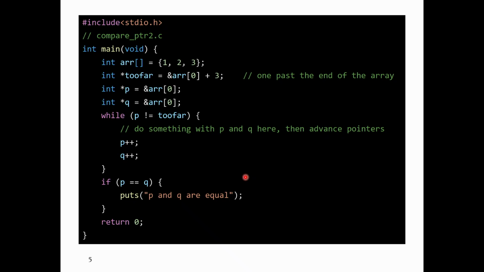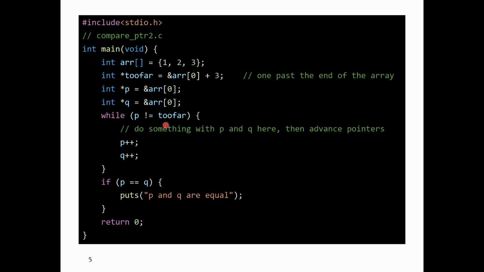And here's an example of how you would use it. I've got my array up here, length 3. I can compute the too far pointer, which is just the address of the first element of the array plus 3: there's 0, 1, 2, 3. I can then take two pointers, which both point to the first element of the array. You could also write int star p equals arr, and int star q equals arr. You don't have to write the address-of with the 0 index.